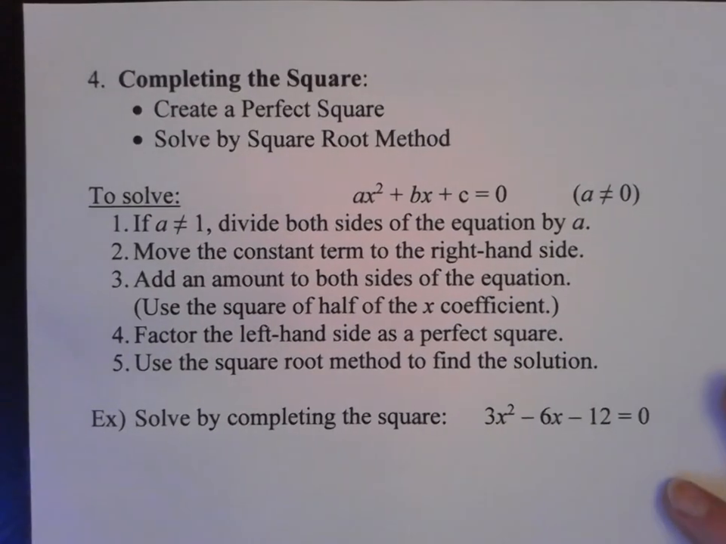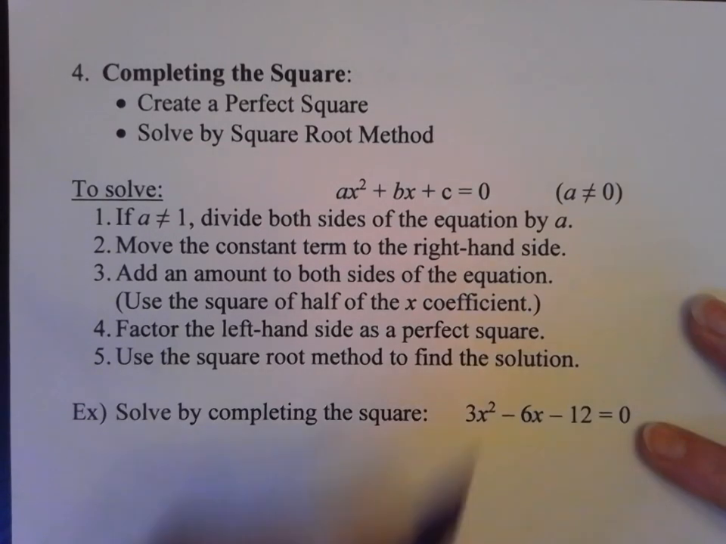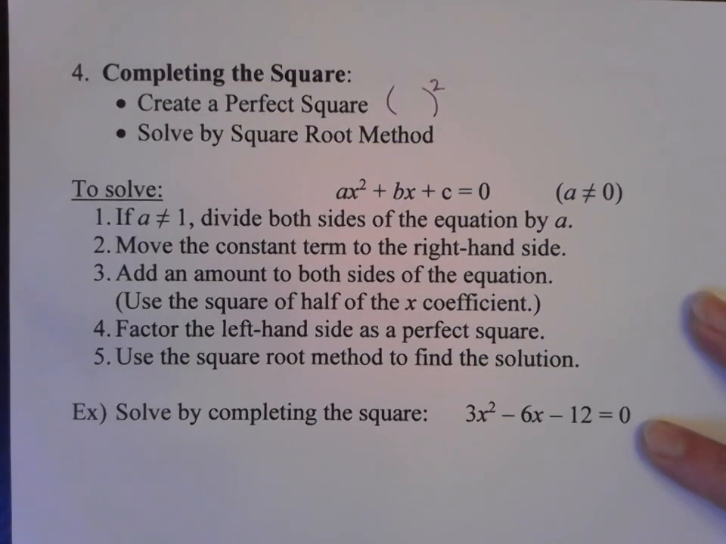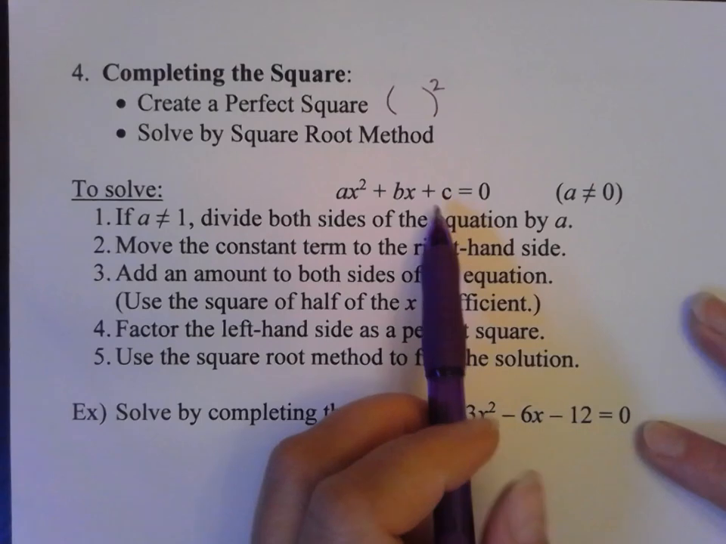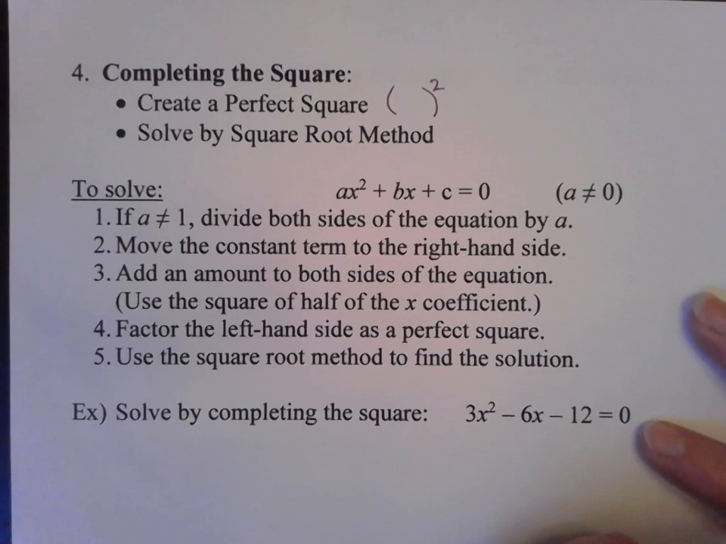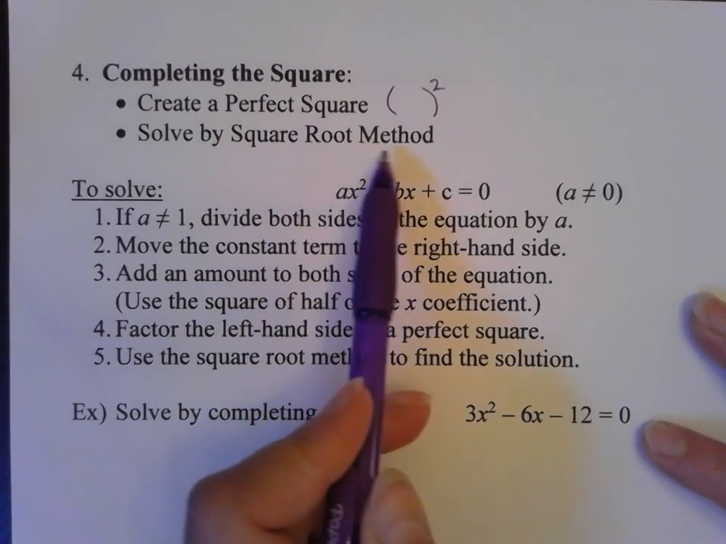Let me take a minute to show you the last method. It's called completing the square. The goal for the completing the square method is to create a perfect square. A perfect square is going to look like parentheses squared. So basically we're going to take this format of the equation and rewrite it in a factored format where we have a parentheses squared. That's the main gist of it, right? And then the last step, once we have it all factored, we can apply the square root method.